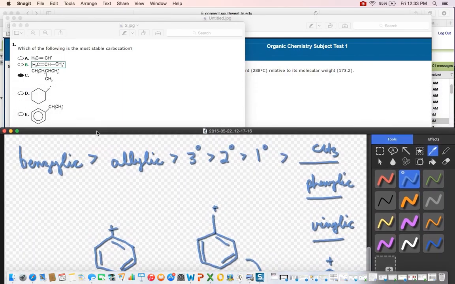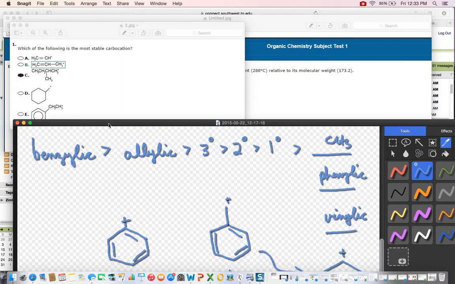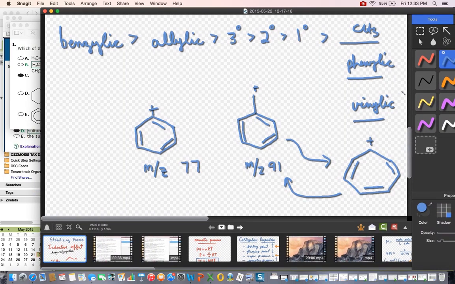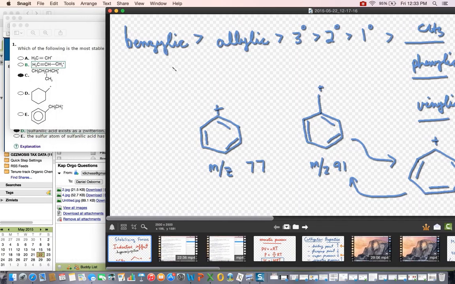Which of the following is the most stable carbocation? And what I'm going to do is simply put a descriptor to the left for each answer choice. A is a classic vinylic.